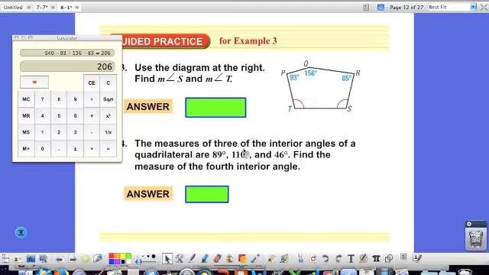The measures of 3 of the interior angles of a quadrilateral are 89, 110, and 46. Find the 4th. So I'm going to start at 360. I'm going to subtract 89. I'm going to subtract 110. And I'm going to subtract 46. And that equals 150. So the last interior angle is going to be 150.